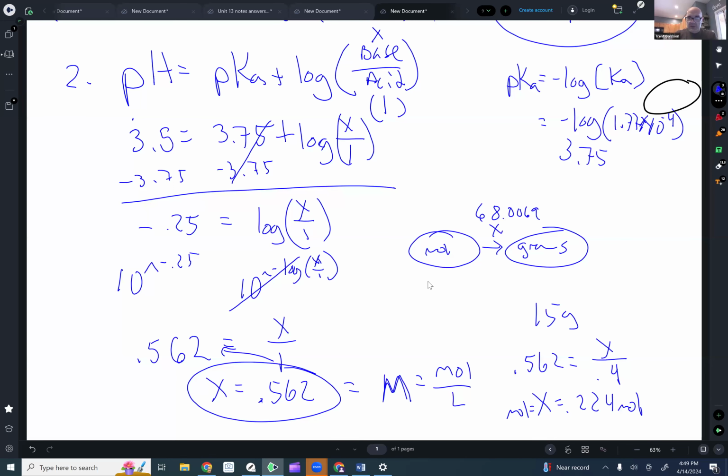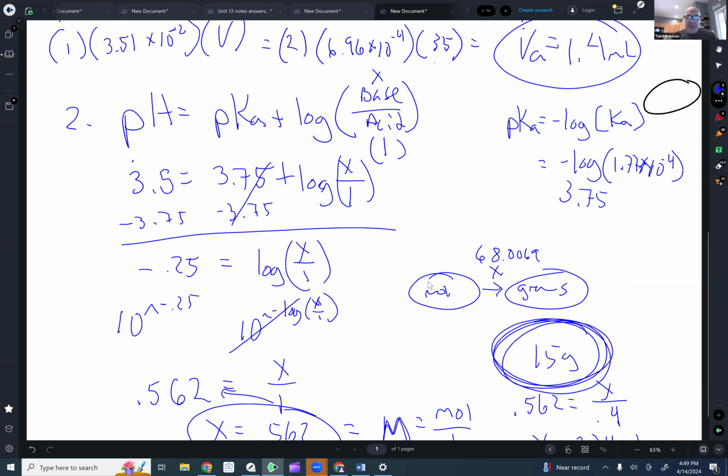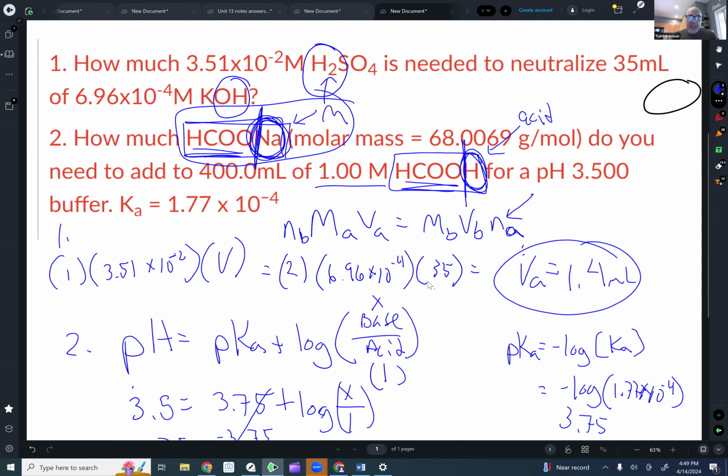So here is our final answer. You are going to need 15 grams of this sodium formate in 400 milliliters, along with the 1 molar solution of the formic acid, and that will create this buffering solution that maintains a pH of 3.5.